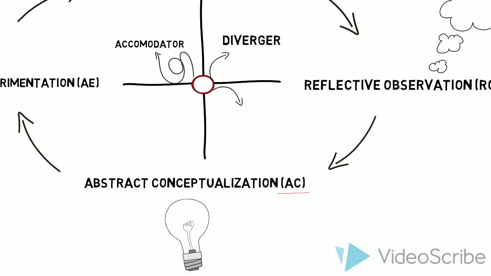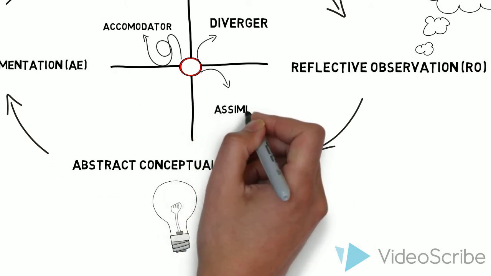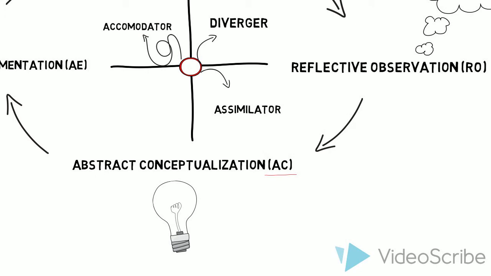If a person's default falls between reflective observation and abstract conceptualization, they are known as the assimilator. These are the types of people who read the manual. Why wouldn't you read the manual? They are the planners, the ones who create models and develop theories.